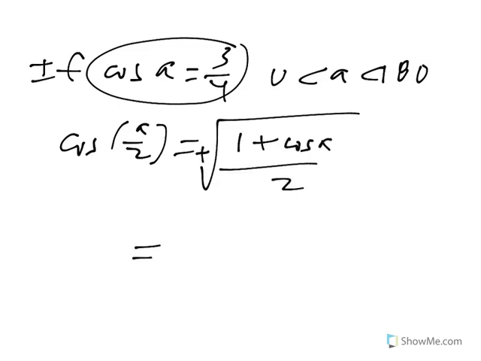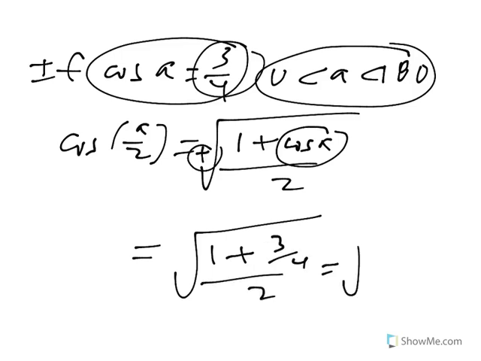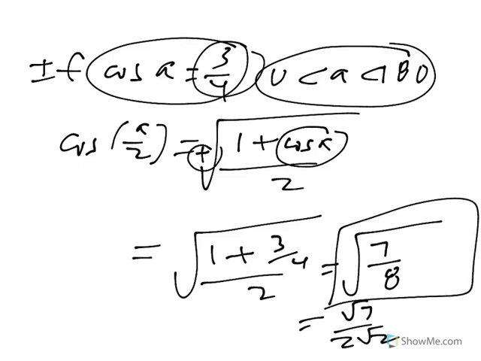Be careful here. First of all, this is positive because if A is between 0 and 180, so is A over 2. But here's a part some people make a mistake at. The entire cosine A gets replaced with 3/4, not just the A. This becomes 7/8, the square root of 7/8. There's different things you can do to simplify it, but I'm happy with that, square root of 7/8.